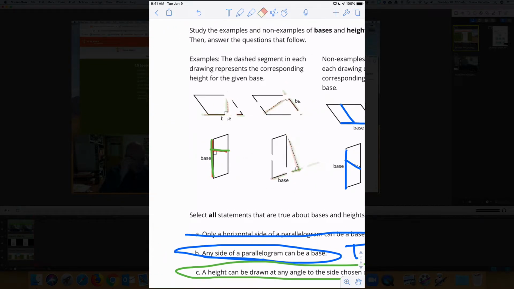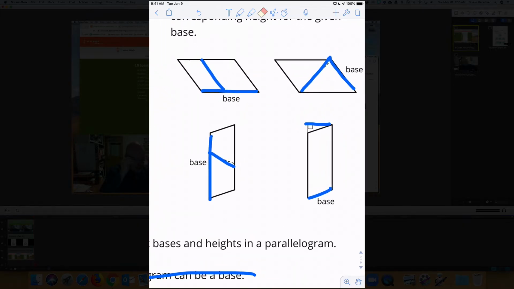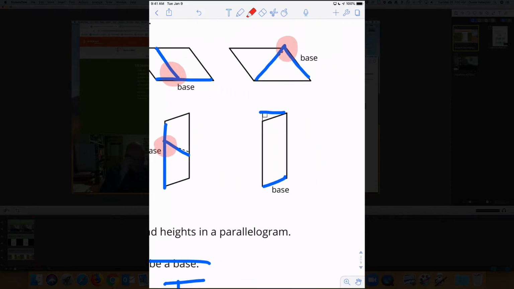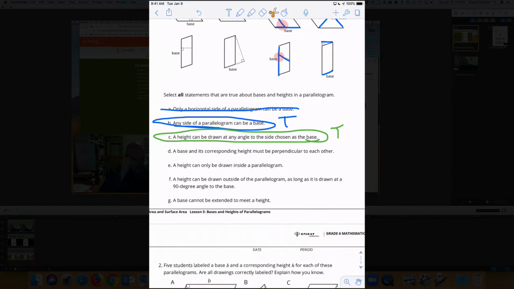And so I'm going to erase that. So you can clearly see that the base and the height need to form 90-degree angles, whereas these non-examples right here, this is not a 90-degree angle, nor is this. This looks close, but it's not. And this one right here is hard to see, but if we slide that height down, we can clearly see it's not a 90-degree angle. So that statement, a base and its corresponding height must be perpendicular to each other, is a true statement.